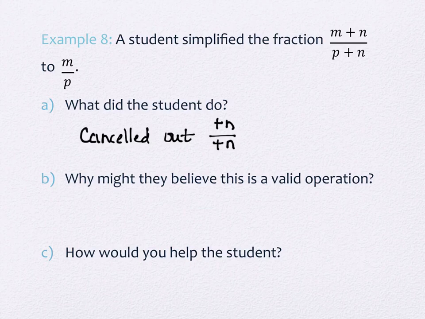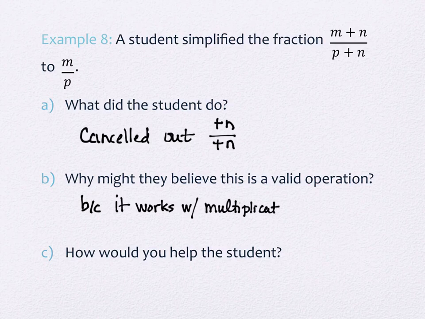Why might they believe this is a valid operation? Well, because we do it with multiplication, right? So it works with multiplication, like in simplifying fractions and so forth. Like if I had m times n over p times n, I would in fact be able to cancel them to give me m over p. That's why they think it's okay.